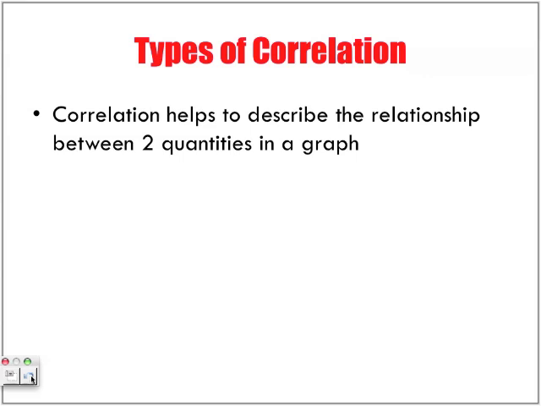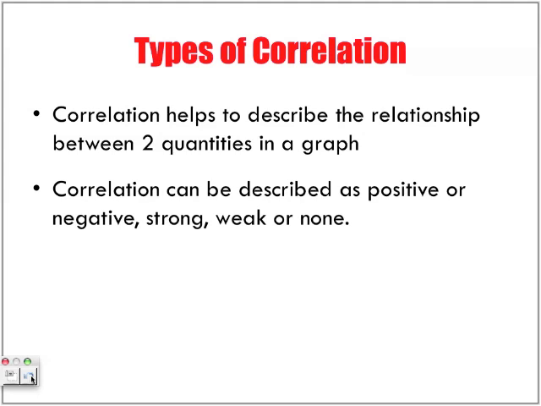So, when we're plotting points for a scatter plot, we are always looking for a correlation, some kind of relationship that occurs between the two variables. Correlation helps to describe the relationship between two quantities in a graph. A correlation can be described as positive or negative. We may have a strong correlation or maybe a weak correlation. Maybe we might find that there is no correlation whatsoever between the two points. Maybe the two variables that we are plotting have nothing to do with one another.